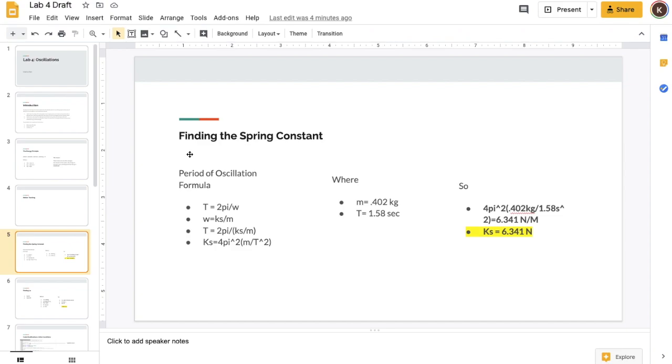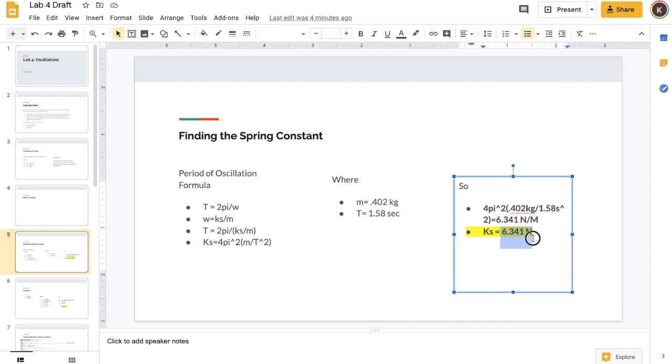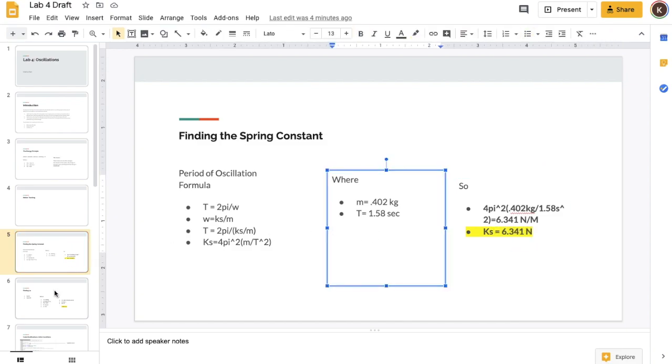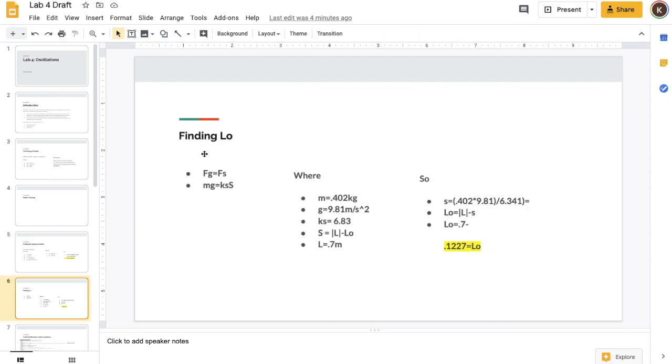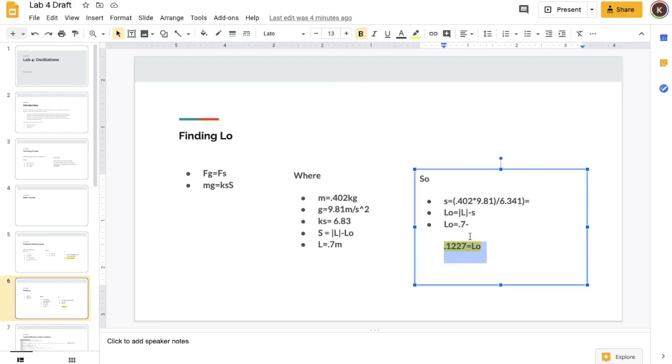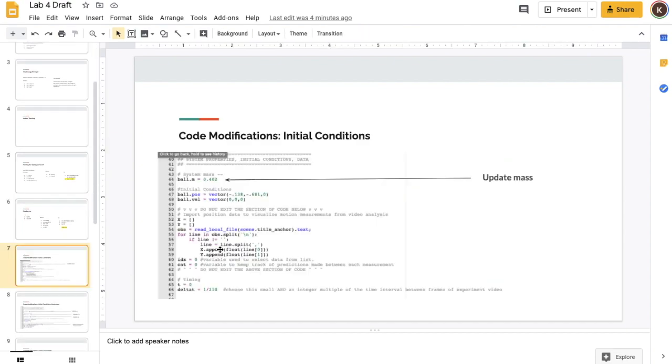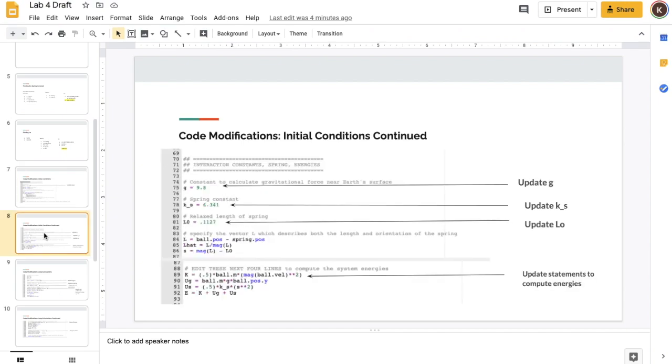I used the period of oscillation formula, which is T equals 2 pi over omega, and reworked it. The spring constant is equal to 6.341 newtons. And then for finding L0, I used the formula Fg is equal to Fs, put in my known variables, including the spring constant, and got that L0 is equal to 0.1227. So in the code, I updated the mass to 0.402.